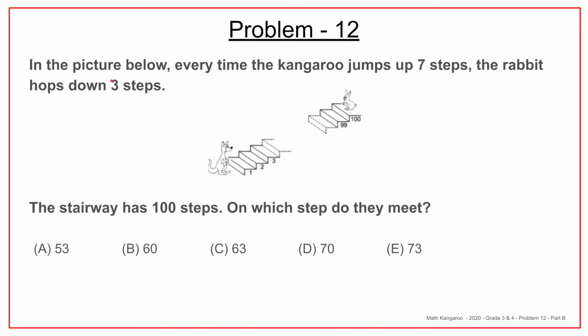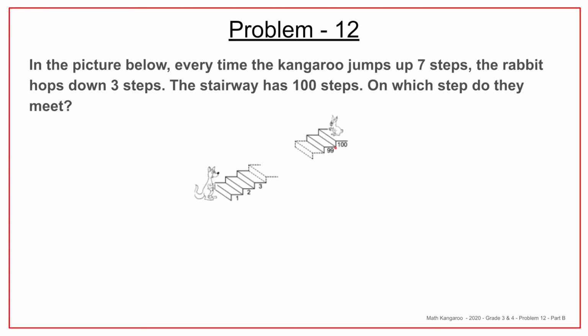Problem 12. In the picture below, every time the kangaroo jumps up 7 steps, the rabbit hops down 3 steps. The stairway has 100 steps. On which step do they meet? These are our options. Let's break it down. The kangaroo starts at the bottom, step 0, and jumps up 7 each time. So it jumps up by a multiple of 7. The rabbit starts at the top, step 100, and hops down 3 steps each time. Now our goal is to figure out at which step they will meet on the stairway.